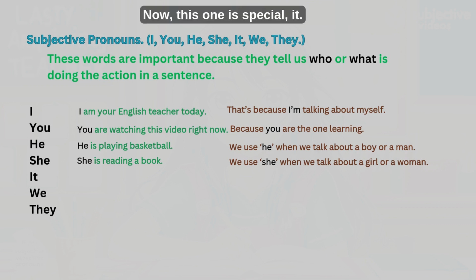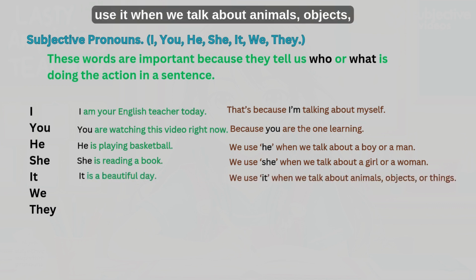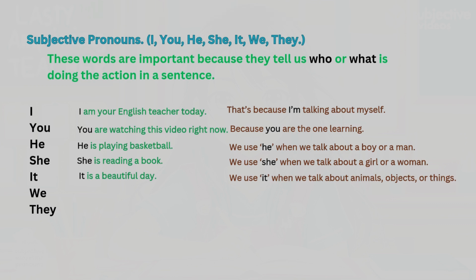Now, this one is special, it. It is a beautiful day. We use it when we talk about animals, objects, or things.